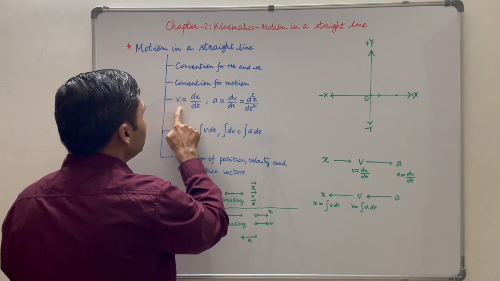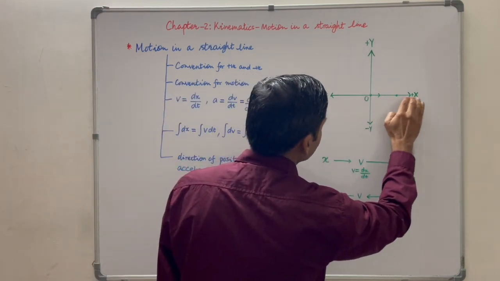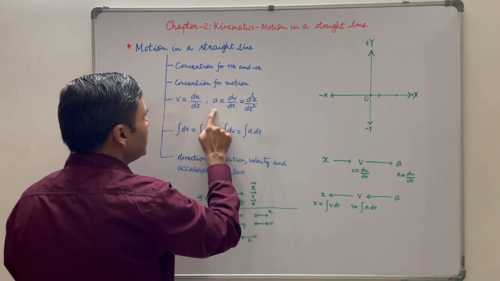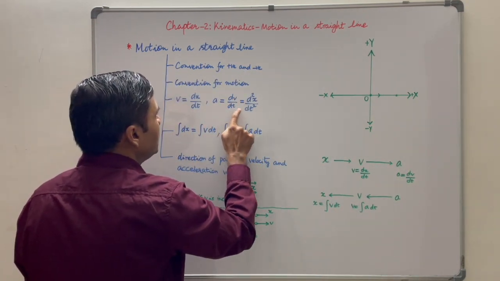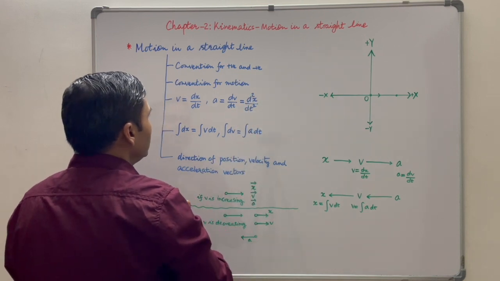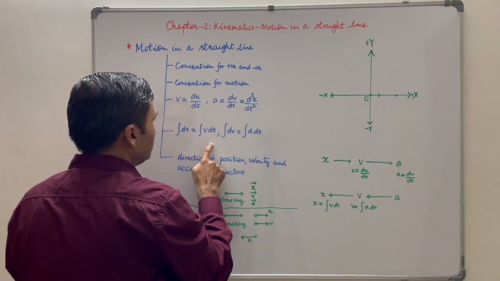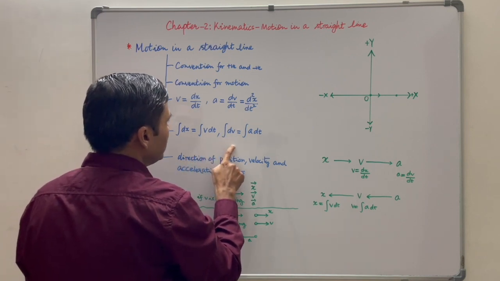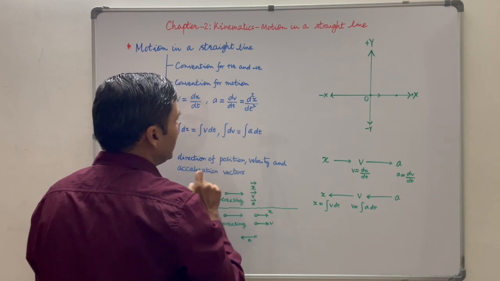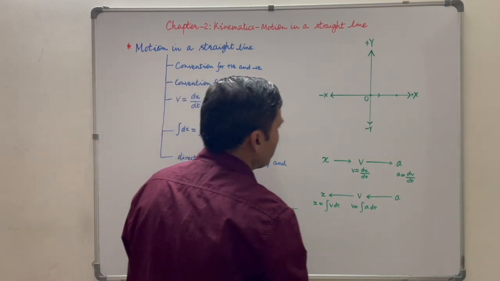Third point, v is equal to dx by dt if the particle is moving along the x-axis, and a is equal to dv upon dt, which in turn is equal to d square x upon dt square. Similarly, integration of dx is equal to integration of v dt, and integration of dv is equal to integration of a dt. Let us consider these 2 points separately.